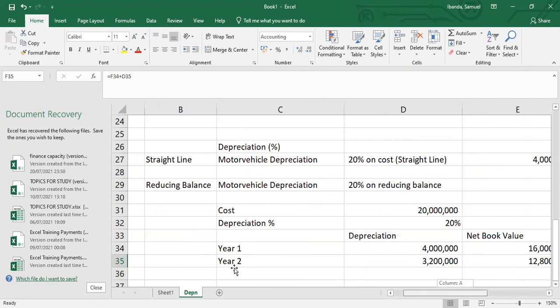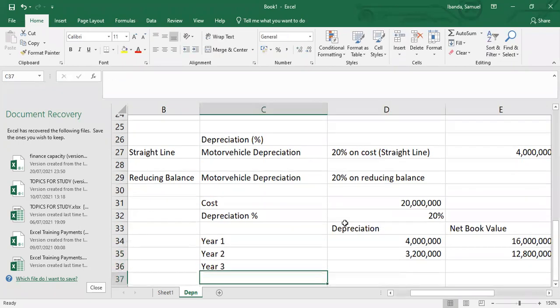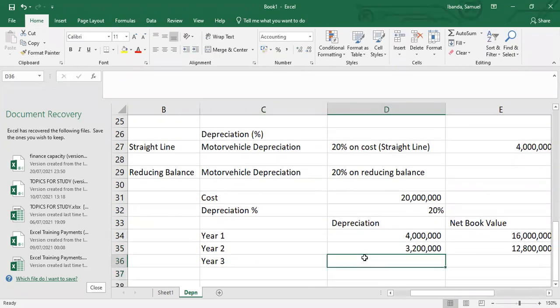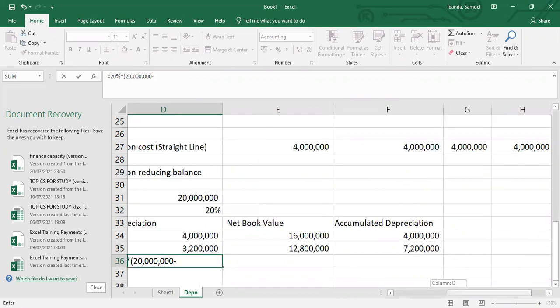Now let's do year 3 for you to learn more. To calculate the depreciation, it will still be 20% times the 20 million, which is our cost, less the accumulated depreciation at the start of the year, which is 7.2.